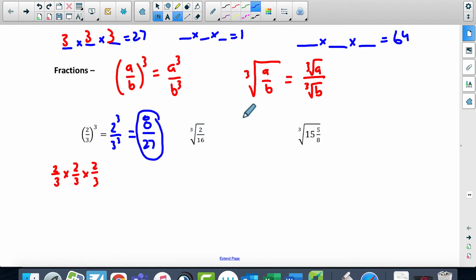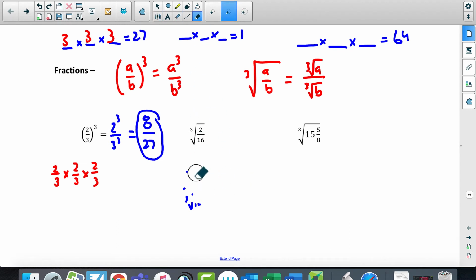Okay, cube root of this. So we could do cube root of 2 and also cube root of 16, but I see some problems here. Do you know what the problems are? We're looking for a number that multiplies by itself 3 times and gives 2. There's no such number. Uh-oh. Doesn't work for 16 either. If it was square root, it would work. This is cube root. Are we stuck?